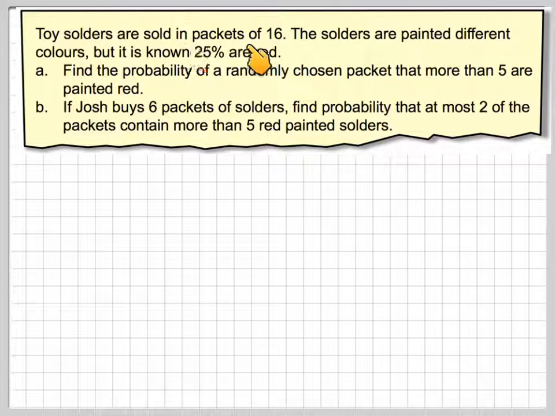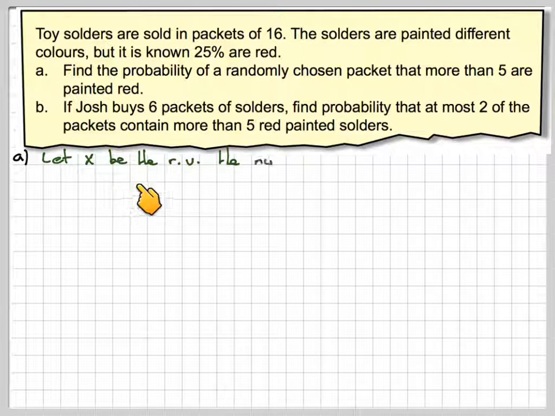Toy soldiers are sold in packets of 16. The soldiers are painted different colours, but it's known that 25% are red. Find the probability that, in a randomly chosen packet, more than 5 are painted red. If Josh buys 6 packets of soldiers, find the probability that at most 2 of the packets contain more than 5 red painted soldiers. Okay, let's deal with the first bit first of all.